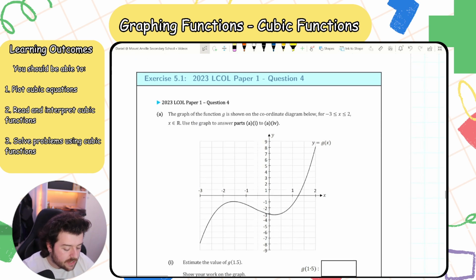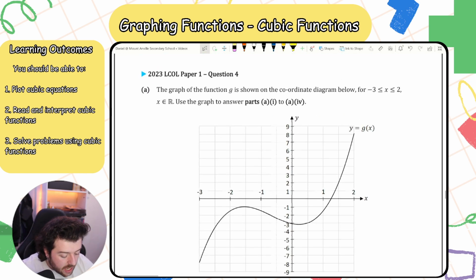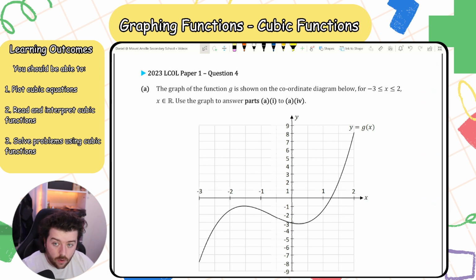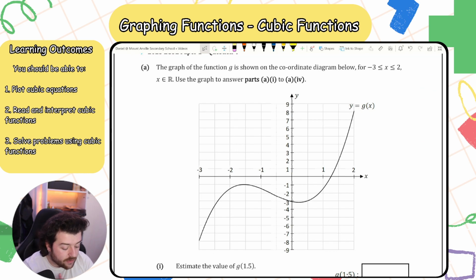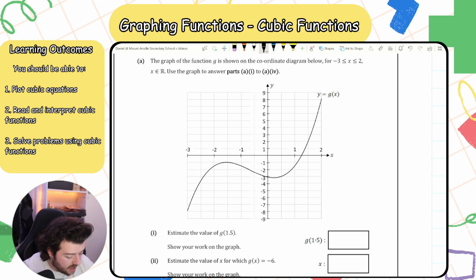Right, let's look at some exam questions now. So this is from the 2023 Leaving Cert Ordinary Level paper. So this is question 4. The graph of the function g is shown on the coordinate diagram below. Estimate the value of g of 1.5. So g of 1.5, I have my input here. I'm given my x value. If I'm given an x value, I go to 1.5 on my x-axis and I go up and see where it hits. It hits here, and I go across and read it. 2. So g of 1.5 is going to be equal to 2, right?